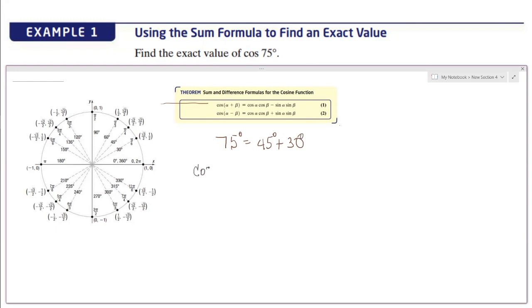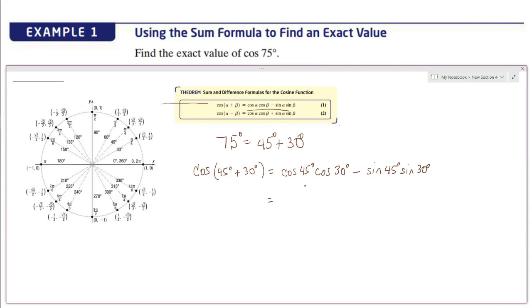So let's take the cosine of 45 plus 30 degrees. So based on our formula, that's going to be the cosine of 45, cosine of 30, minus sine 45, sine 30. Okay, so we do have exact values for each of these now.